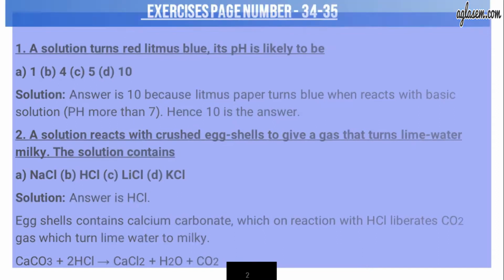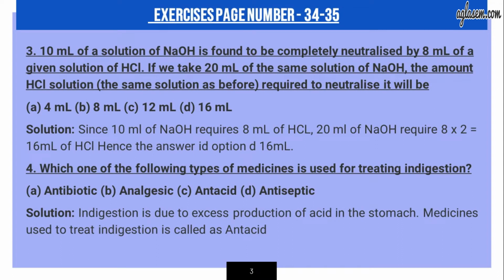Moving to the next, that is question number 3. Question number 3 says: 10 ml of a solution of NaOH is found to be completely neutralized by 8 ml of a given solution of HCl. If we take 20 ml of the same solution of NaOH, the amount of HCl solution, the same solution as before, required to neutralize it will be A 4 ml, B 8 ml, C 12 ml, D 16 ml. Solution: since 10 ml of NaOH requires 8 ml of HCl, 20 ml of NaOH requires 8 into 2 equals 16 ml of HCl. Hence the answer is option D, 16 ml.